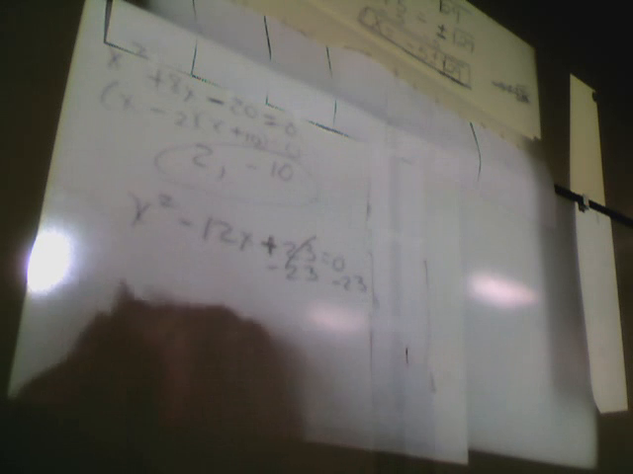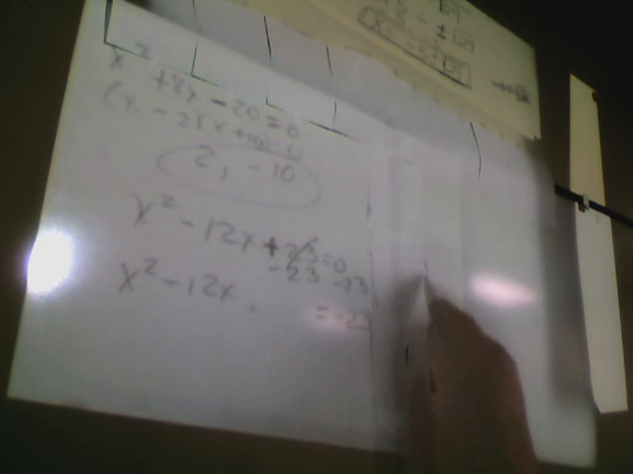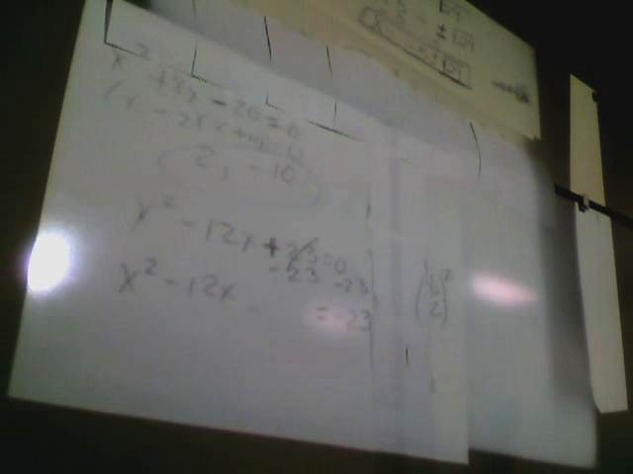When you write the next line, leave a space here for what you're going to add. And it will equal negative 23. Okay, remember what we said? We're going to take half of b, and then we're going to square it. That's what we're going to add to both sides.